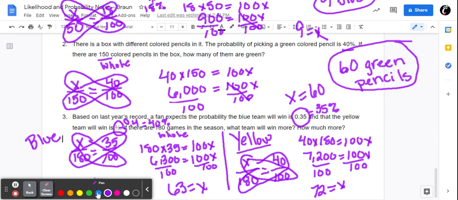So if I look at that and I compare those, our question said what team will win more? Well, the yellow team is going to win more because they're going to win 72 games, and the blue is going to win 63. And then I would just subtract those to figure out how many more. So what I would find is yellow team wins 9 more games.